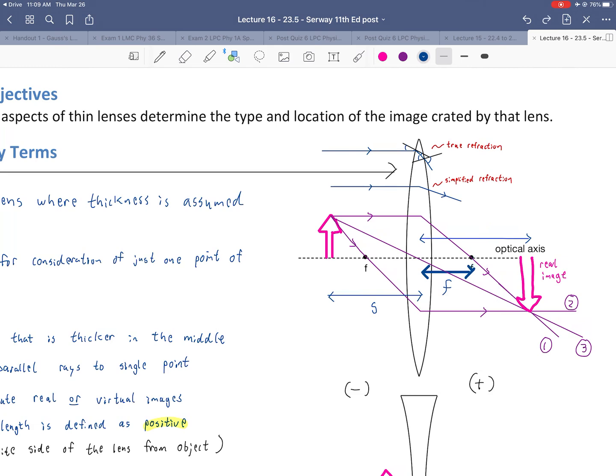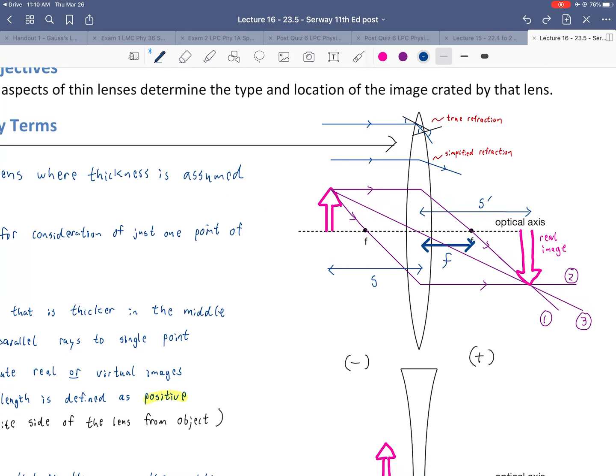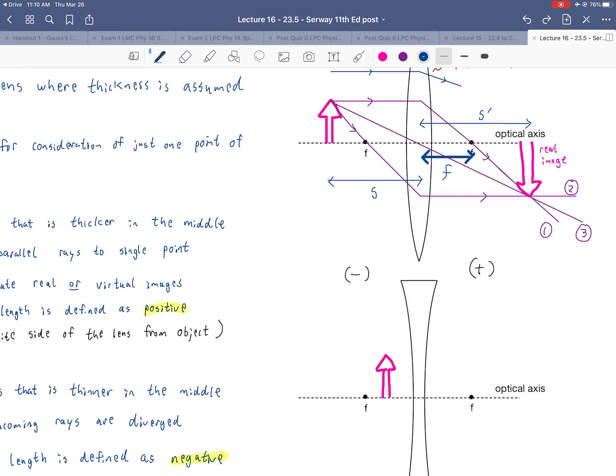Okay, so then we can see that in this case, creating a real inverted image using a converging lens, I got an S prime that has a positive sign. So getting an S prime that is positive tells me it must be a real image. And again, that's going to show up in the magnification formula, which I'll call attention to in just a minute.